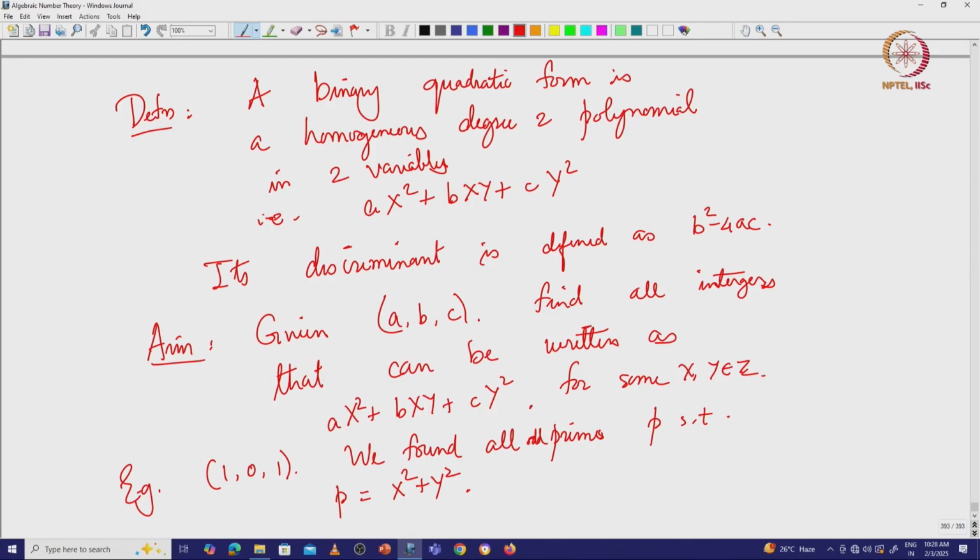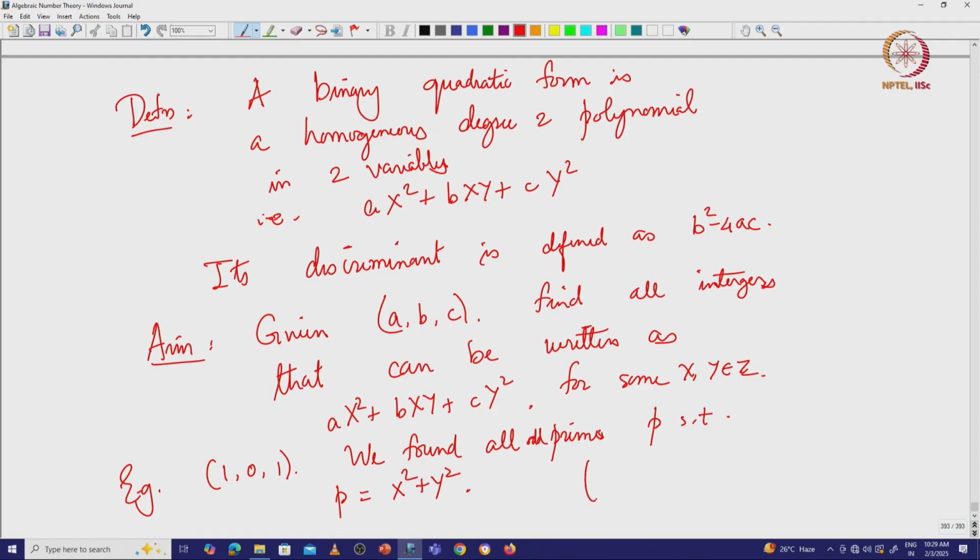You may have even seen this in some elementary number theory course, that you can write an integer n as x² + y² if and only if n is either 0 or n is positive and the prime factors of n that are congruent to 3 mod 4 appear to even powers. That's the complete answer to this question. So in this case we have a very satisfactory answer, and we would like to know what happens in general.